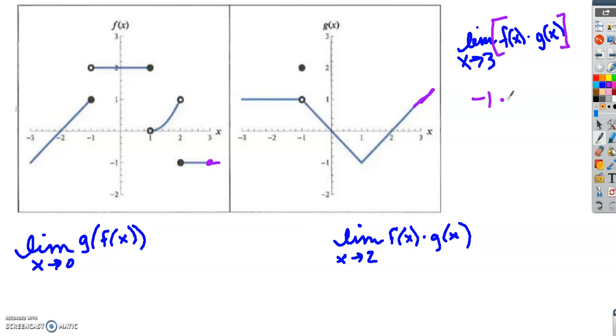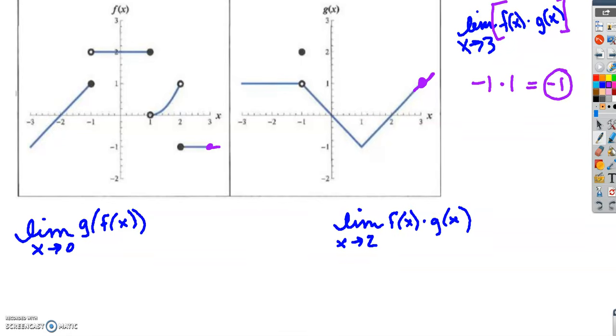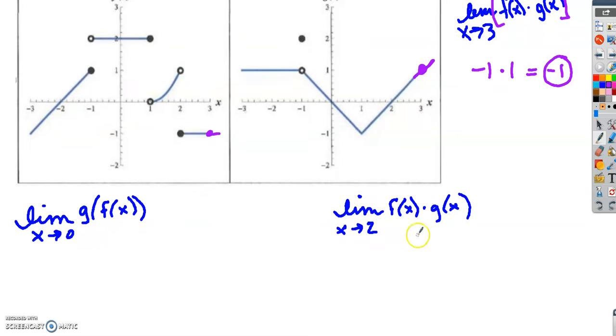And for g of x, as I approach 3, it looks like I'm at +1. So this value would have a limit of -1. Pretty easy. Now let's go down and look at this guy. This one has something very interesting happen, and I'm going to take my time explaining this.